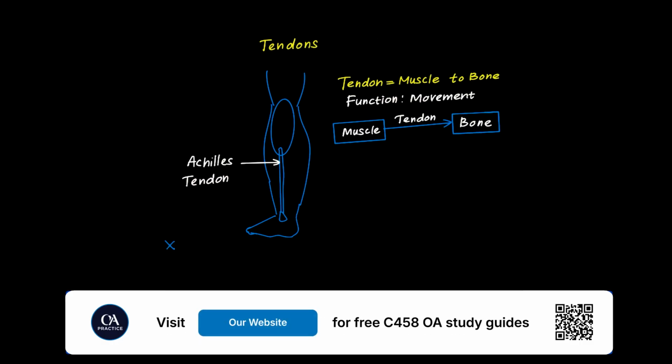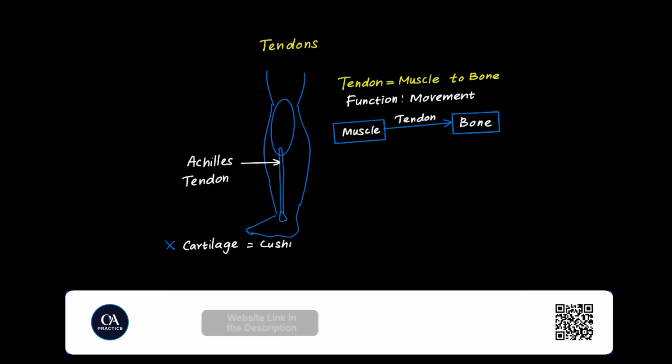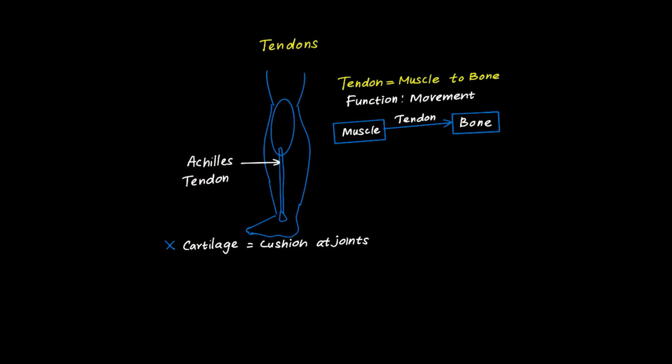Cartilage? That's the smooth tissue capping bone ends at joints. It prevents grinding, not attachment. Ligaments bind bones to other bones for stability, not muscles to bones. Smooth muscle lines your organs and blood vessels. It's involuntary and internal, not something attaching your leg muscles externally.